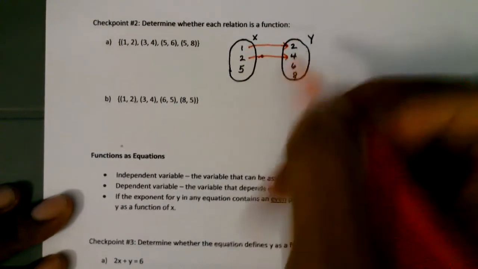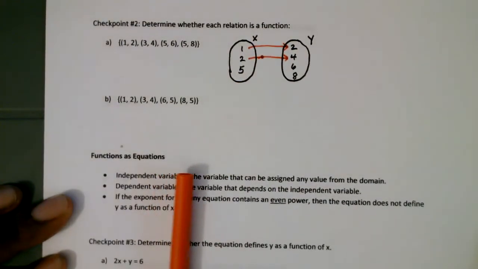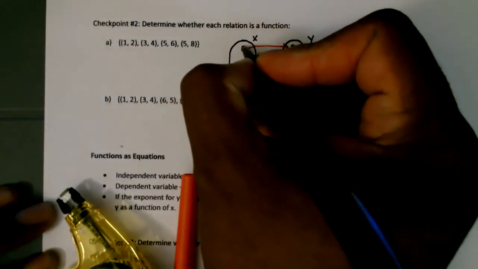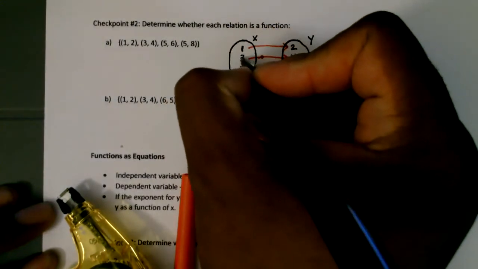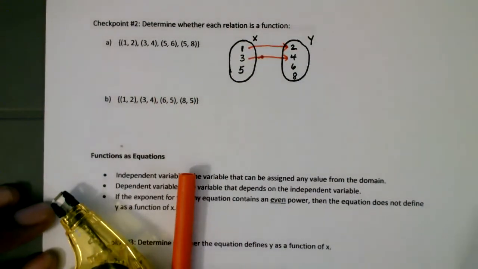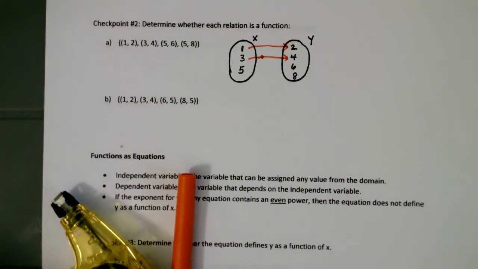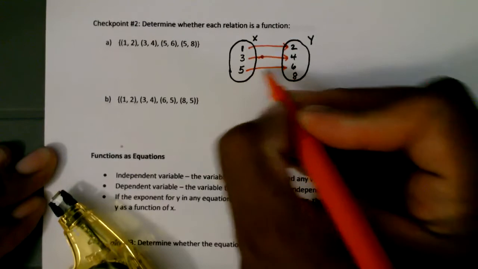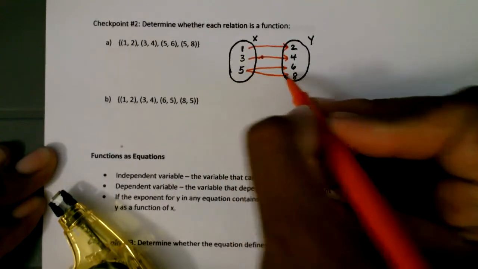Why do I have 2 here? Okay, this should be 3, not 2, because this is 1, 3, and 5. And in this case, 3 is paired with 4. Now we got 5 paired with 6, and 5 paired with 8.